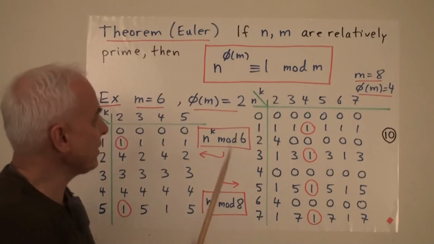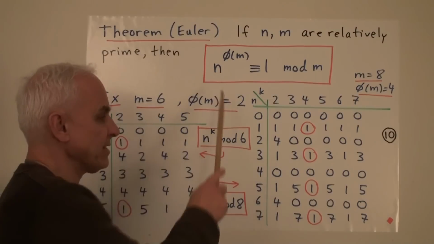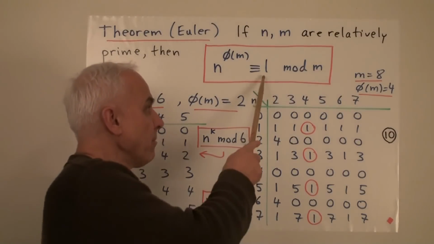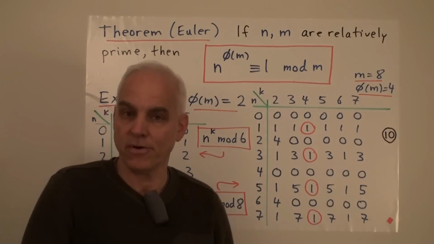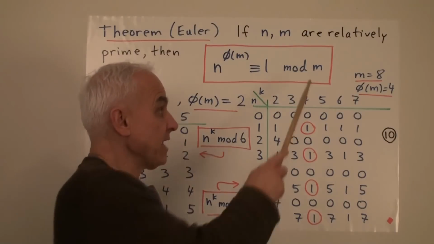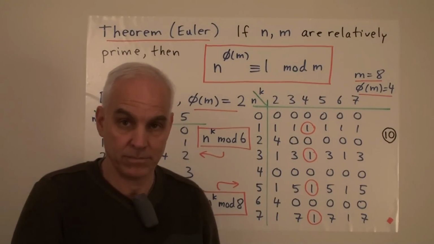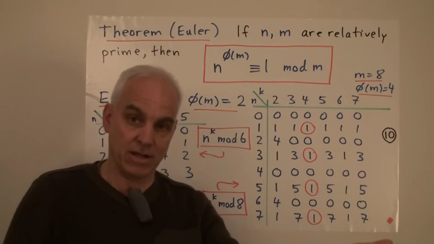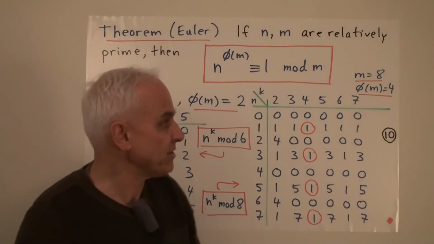It tells us what exponent we need to raise a number n to in order to get a remainder of 1 modulo some other number m. And in this case, m does not have to be prime. If m is prime, then this formula reduces to Fermat's theorem. So it's a generalization of Fermat's theorem.